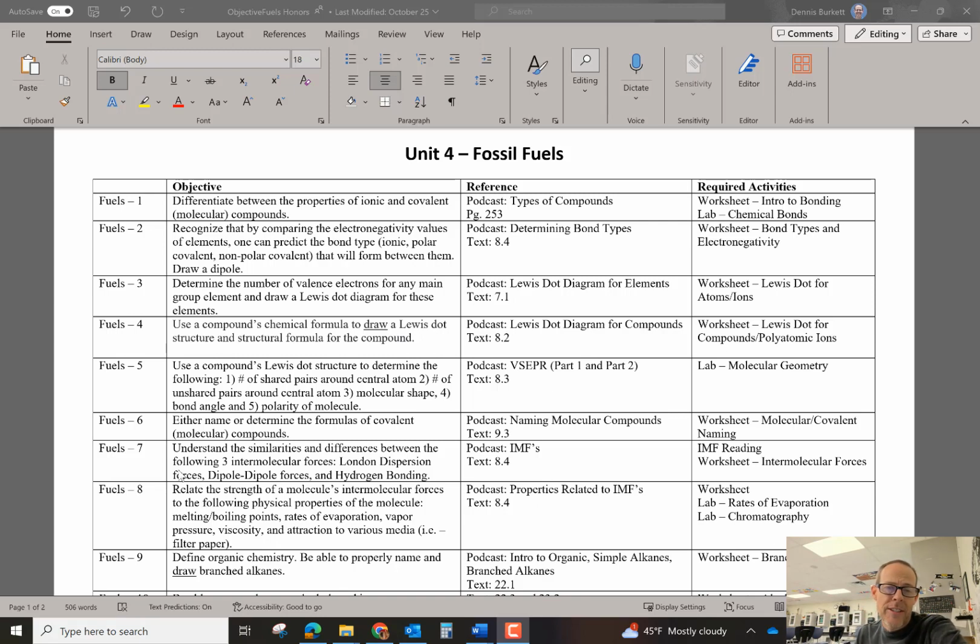So kind of this unit, we started off with ionic covalent compounds. So what are properties of them? Like ionic, tend to dissolve in water. They conduct electricity. They have high melting boiling points, okay? Hopefully that might ring a bell. We had a lab about that.